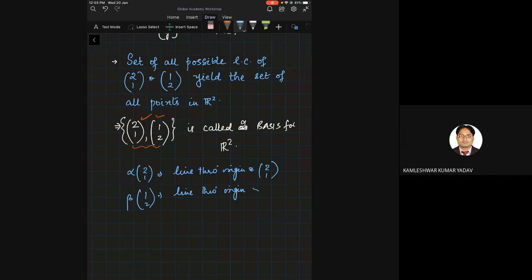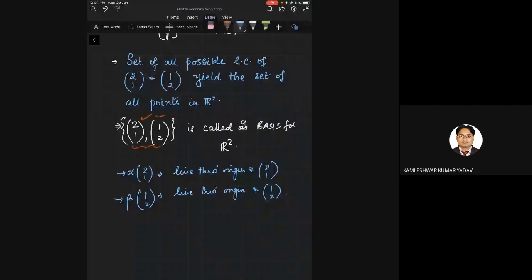and passing through (1, 2). Is this okay? Now, what does this mean? This simply means I have infinitely many points on this line, and infinitely many points on the other line. Now, if I take the linear combination of these two, I will end up getting every point in R2.